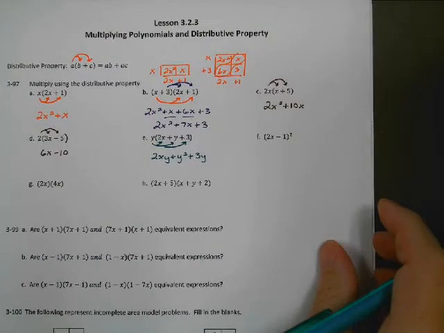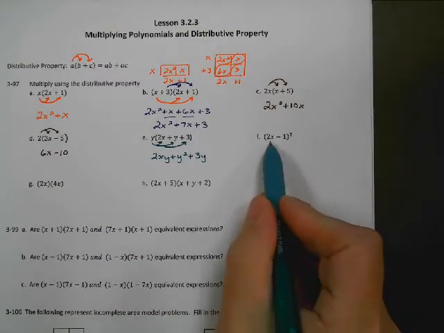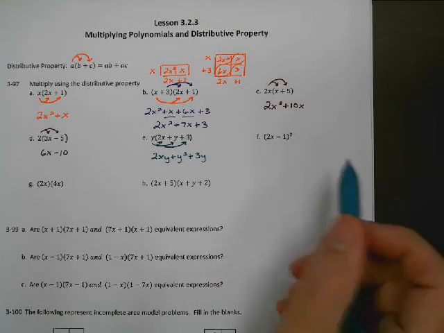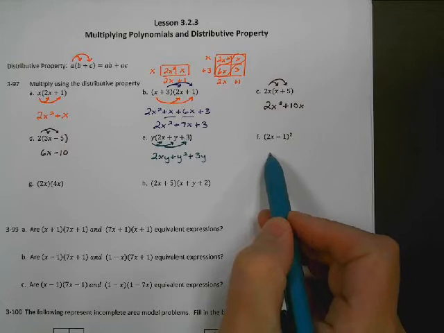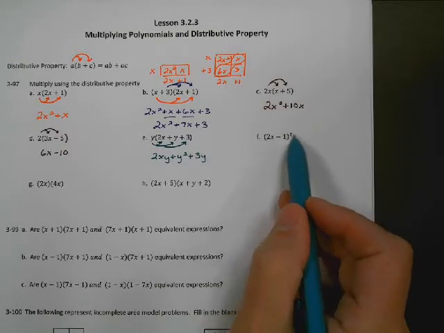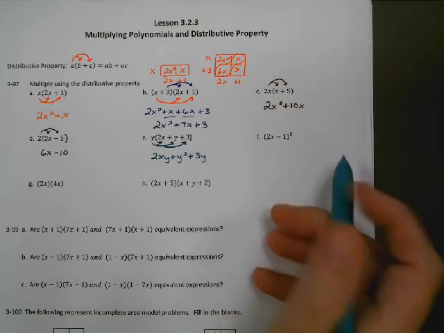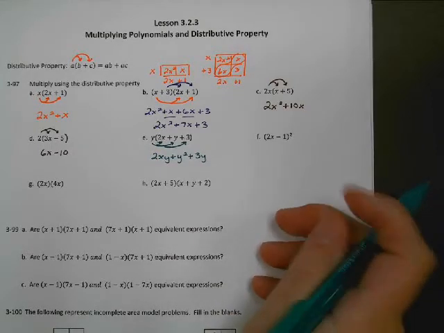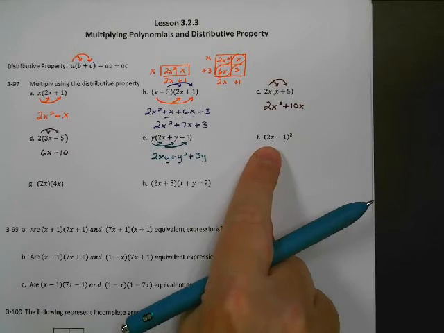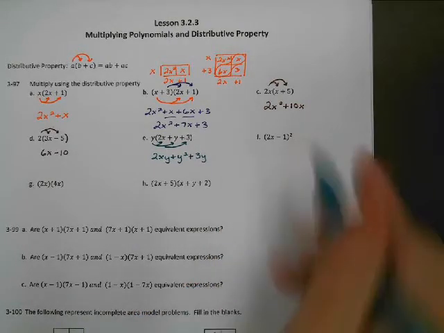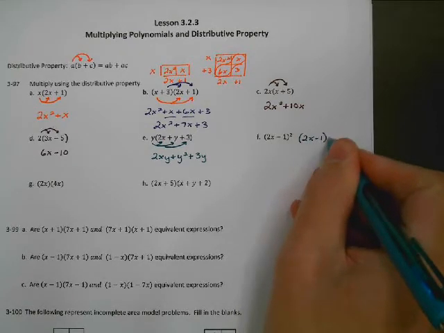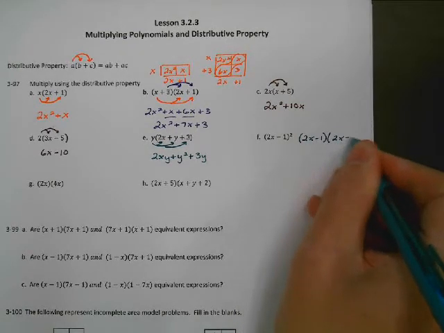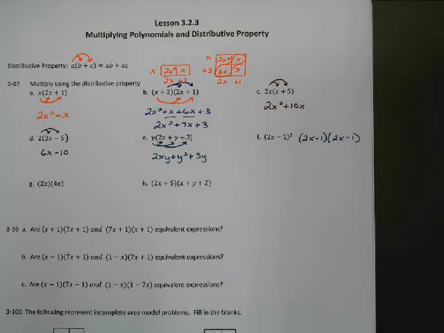Next one. Ooh, this is a bit of a sticky wicket. This one says (2x minus 1) squared. And you might be tempted to go, oh, 2x times 2x is 4x squared, negative 1 times negative 1 is positive 1, and you'd say, my answer is 4x squared plus 1. You're wrong. Because (2x minus 1) squared means (2x minus 1) times (2x minus 1). And if you wrote 4x squared plus 1, you are wrong because you're missing one of your terms.